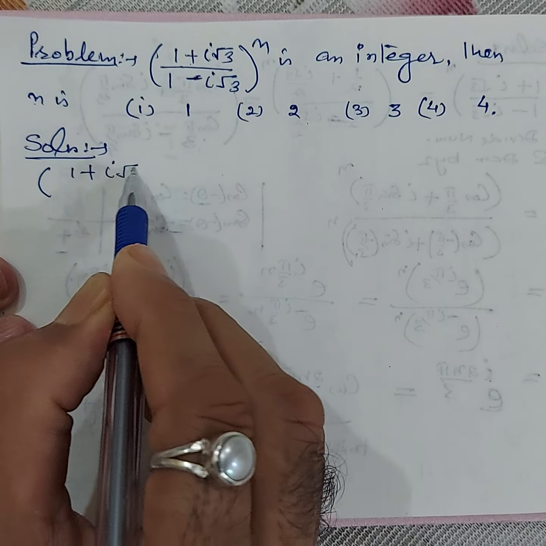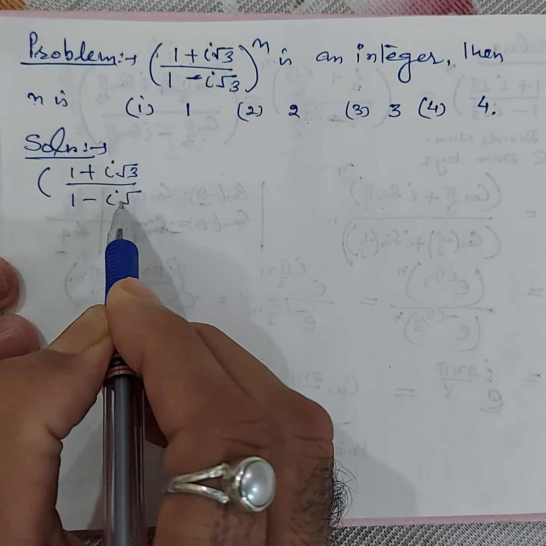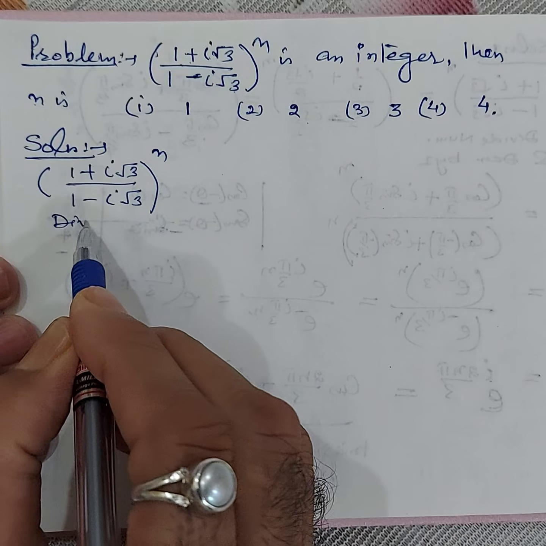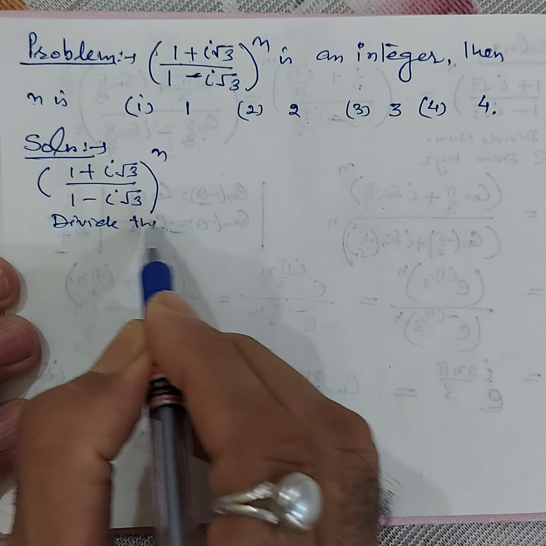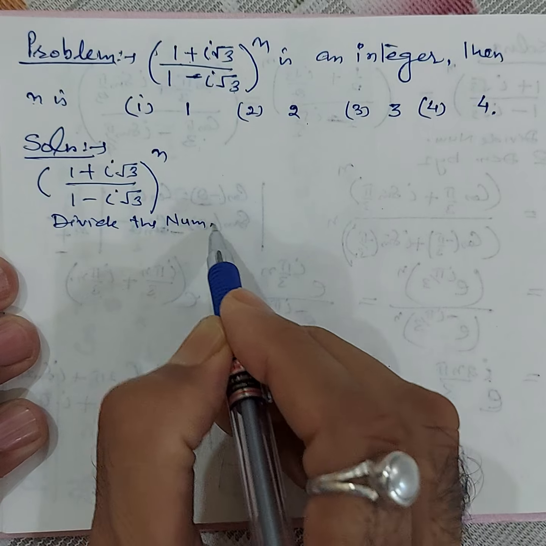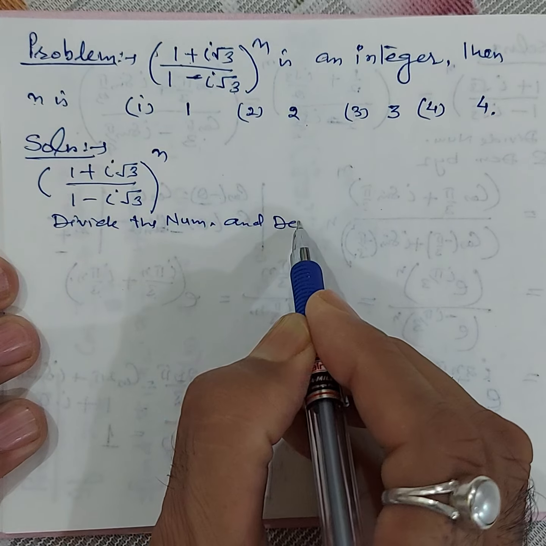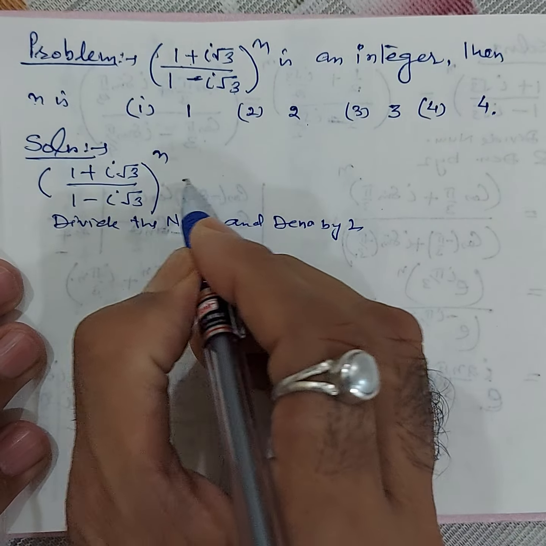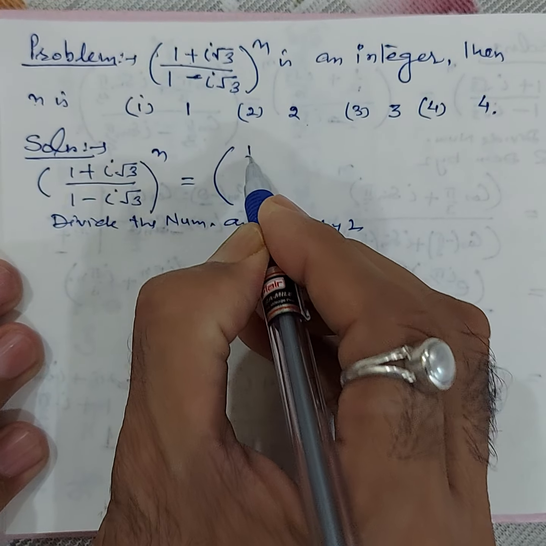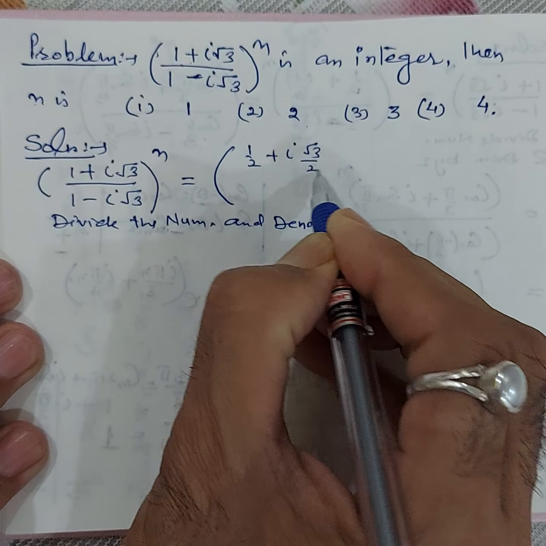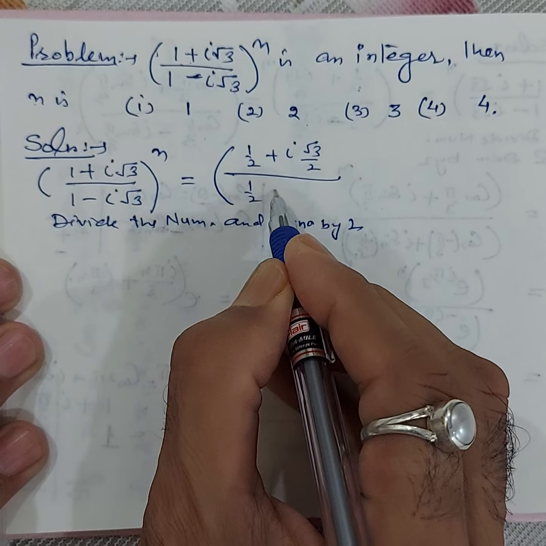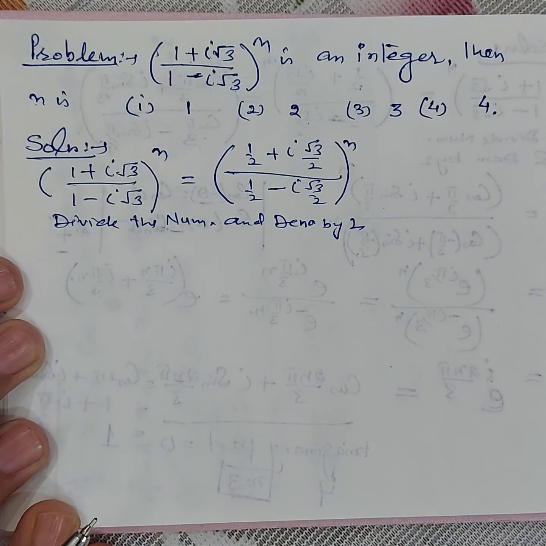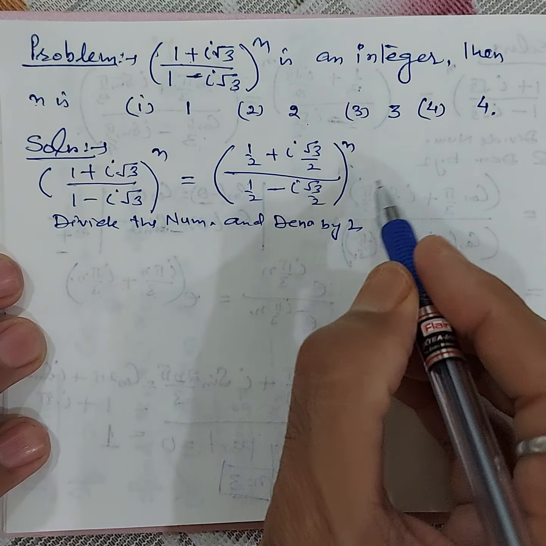One plus iota root 3 upon 1 minus iota root 3 to the whole power n. We will divide the numerator and denominator by 2. So we get here (1 upon 2 plus iota root 3 upon 2) divided by (1 upon 2 minus iota root 3 upon 2), to the whole power n.